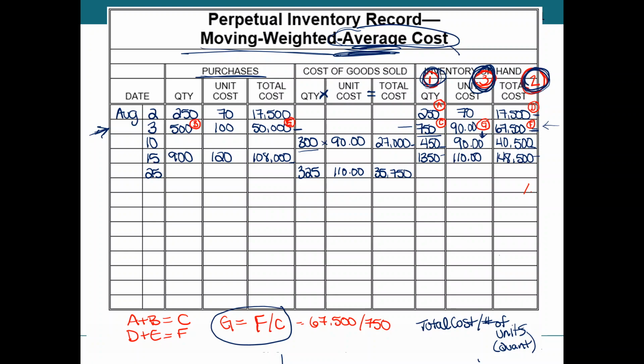And then again, update quantity first. So 1,350 minus 325. We're left with 1,025. We do the total cost the same way. So 148,500 minus the 35,750. And we're left with 112,750. And then we just carry this down. So you always just get to carry down the unit cost after a sale.